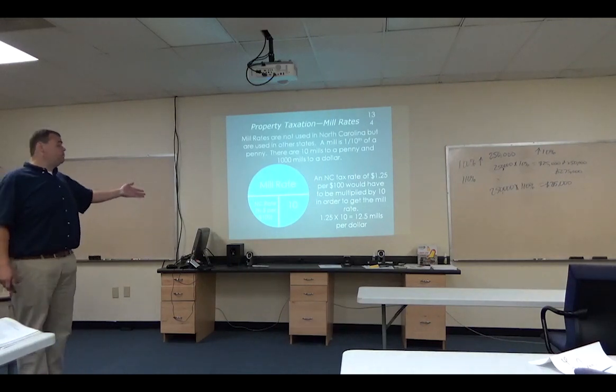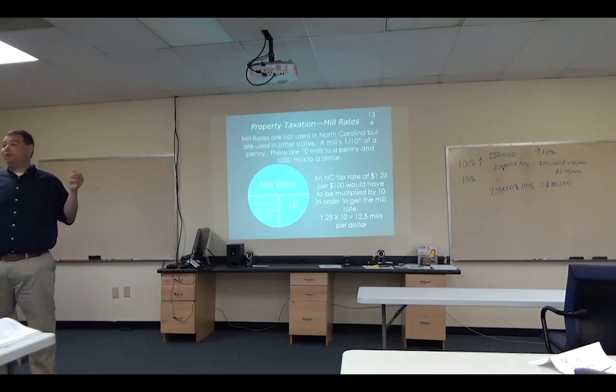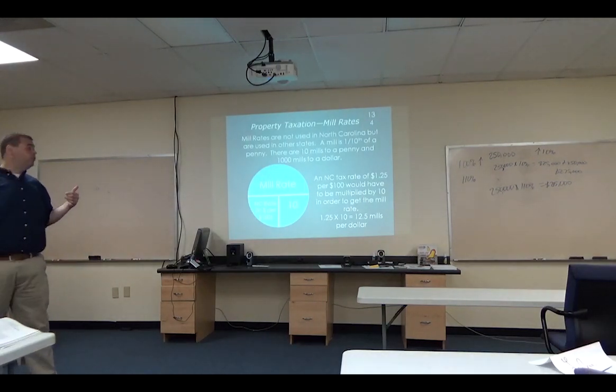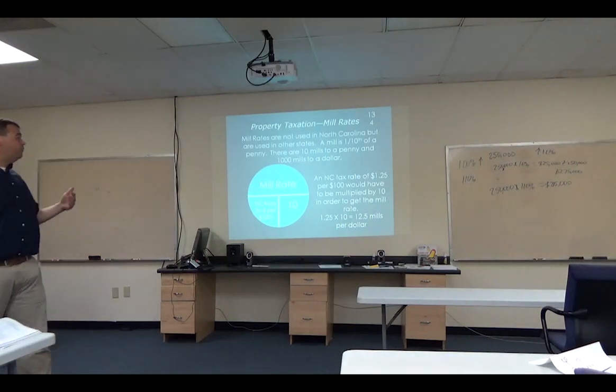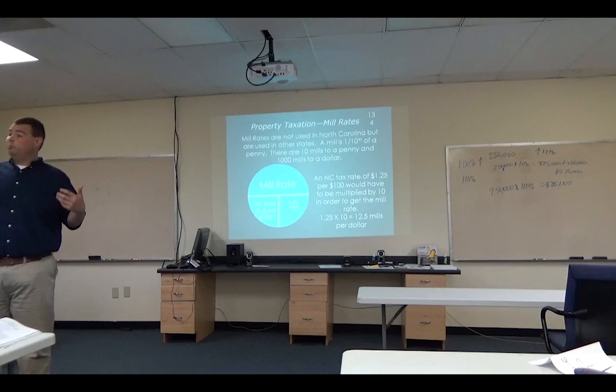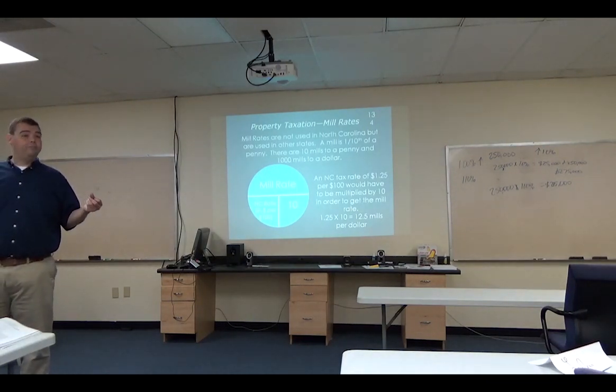And we've got a T-bar for that, which I've given you. So it's just the North Carolina tax rate times what? 10. Gives you the mill rate. So for example, in this case, a North Carolina tax rate of $1.25 per 100, you multiply that times 10, your mill rate is 12.5, right?